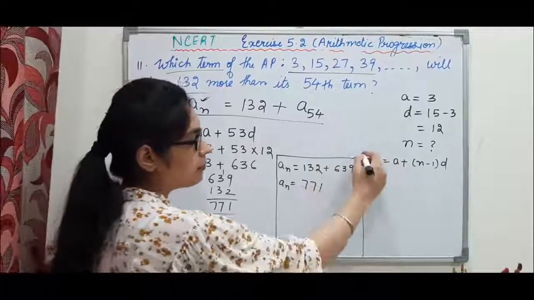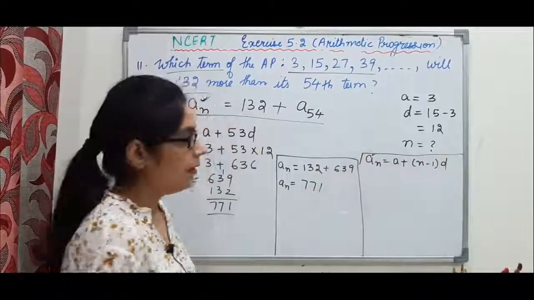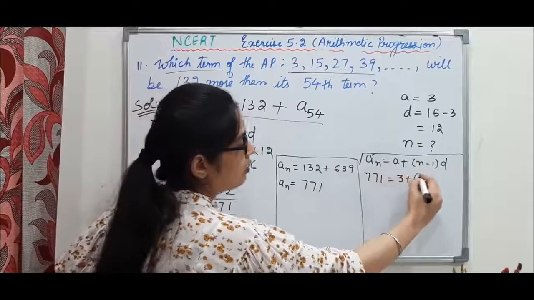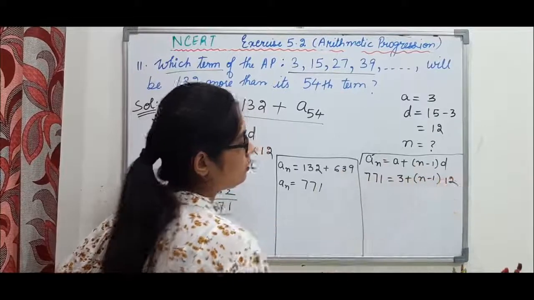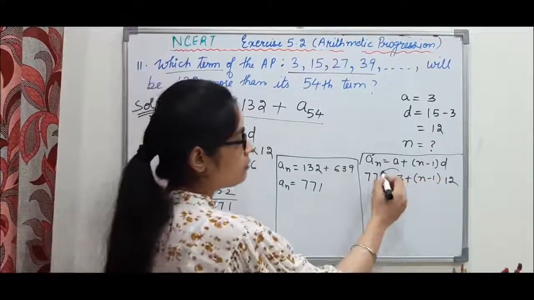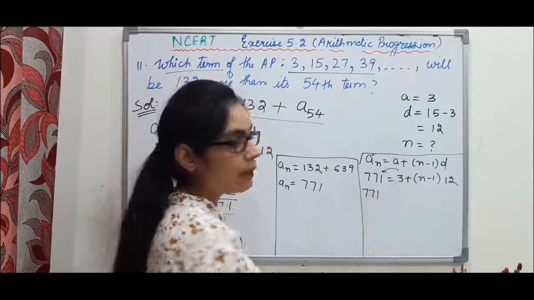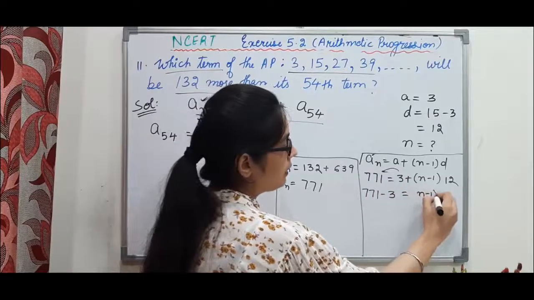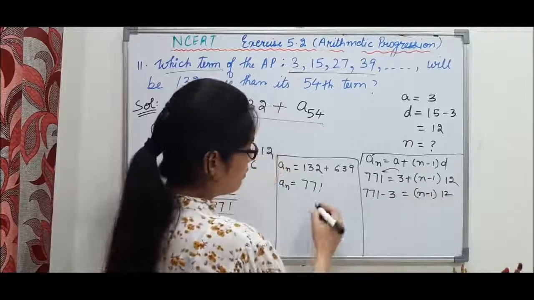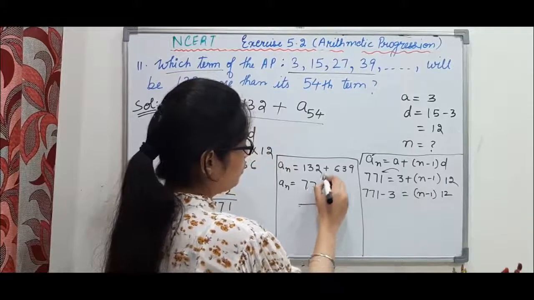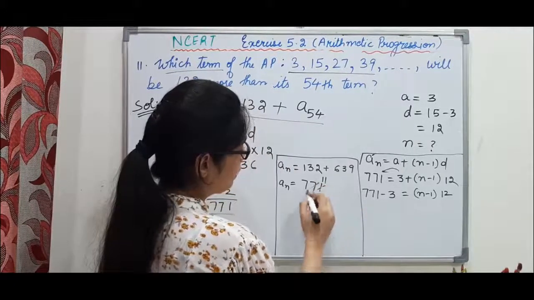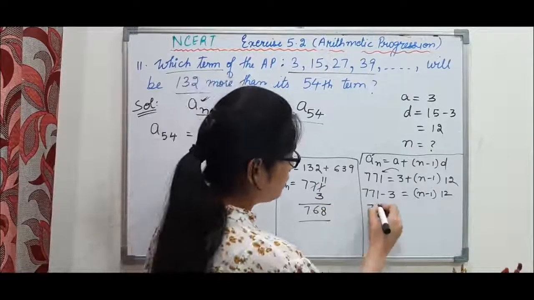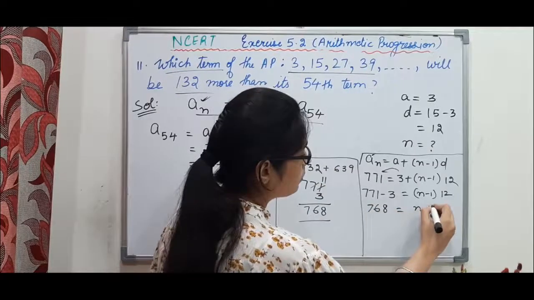Here we can just substitute everything now in this formula. An is 771, a is 3, n we have to find, d is 12. So 771, this 3 first we will shift. So 771 plus 3, when I shift to this side it will be changed to minus 3, is equal to n minus 1 into 12. 771 minus 3 we can do: 11 minus 3 is 8, here 6, 768. So 768 is equal to n minus 1 into 12.